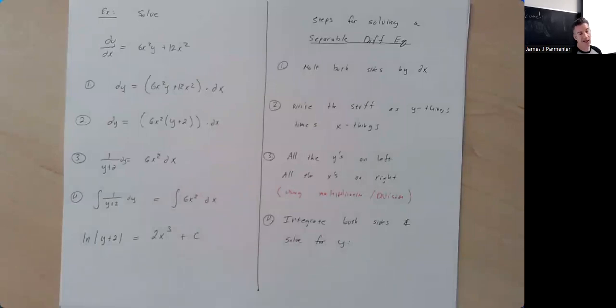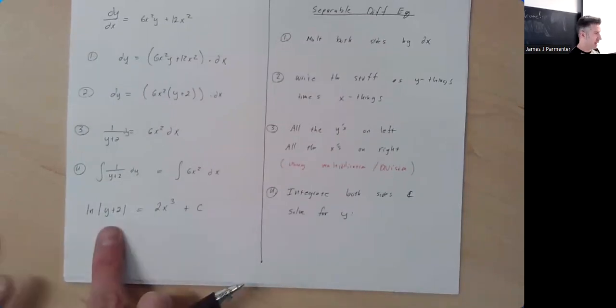Couple things. Most of the time, we should actually be able to solve for y, like isolate it completely. Occasionally, you won't be able to. Maybe you have a bunch of y's over here and you just can't do it. That's fine. You just leave it as is. But if you can solve for y, typically you're expected to.